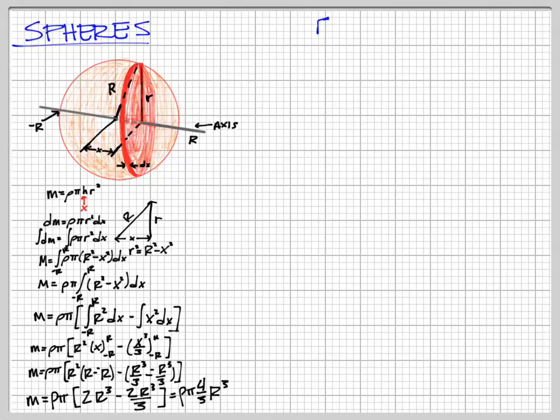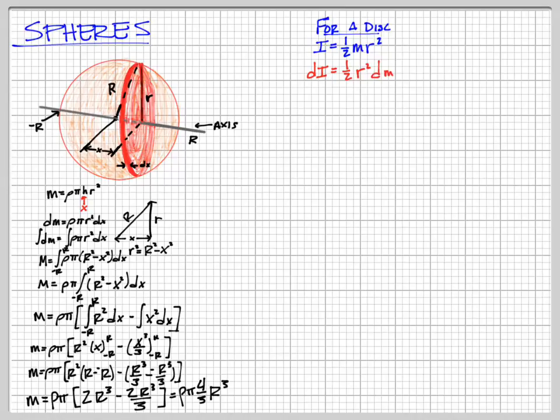Now we're going to look at the moment of inertia. So we have to remember that for a disk, the moment of inertia was 1/2 mr squared. Now the disks that I made are my little pieces of dm. So each disk represents a differential piece of the moment of inertia. So I have dI, a differential piece of my moment of inertia, is equal to 1/2 r squared dm.